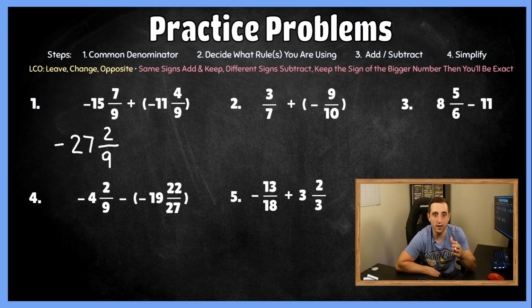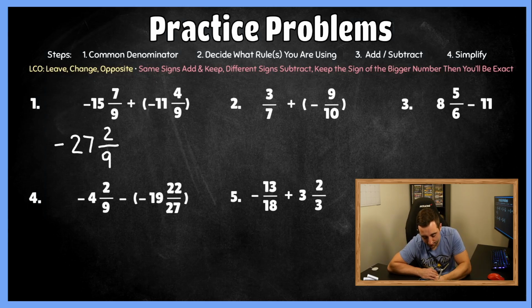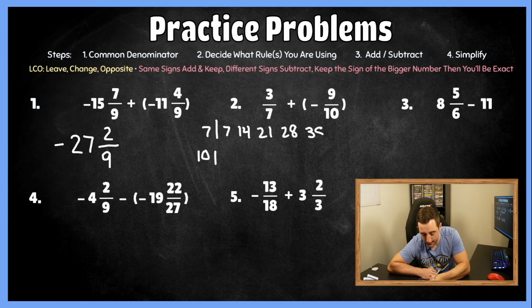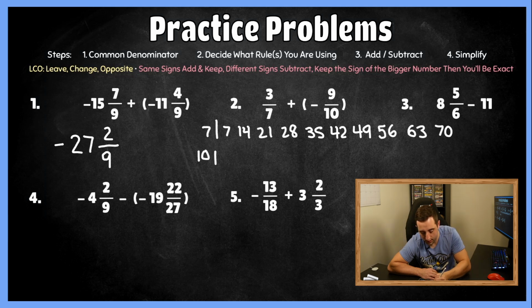So hopefully you're 1 for 1. Now let's go ahead and take a look at number 2. This time around, we need to find a common denominator, so let's go ahead and utilize least common multiple. So we have 7 and 10. So 7, 14, 21, 28, 35, 42, 49, 56, 63, 70. And for 10, we have 10, 20, 30, 40, 50, 60, 70.